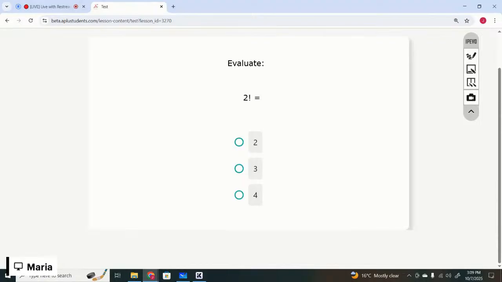2 factorial. So you have to do 2 times 1. So 2 times 1 is 2. Option number 1 is the correct option. That is 2.